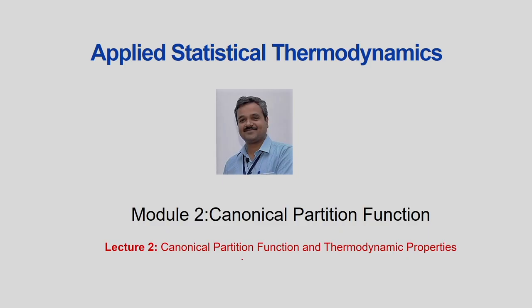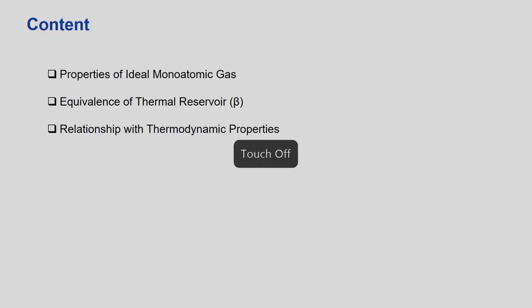So welcome back. We now move towards the more derivation regarding the canonical partition function. In today's lecture, we will see the canonical partition function and its thermodynamic properties. In short, we will discuss the properties of an ideal monoatomic gas, and one of the important aspects we have still not arrived at is the equivalence of this thermal reservoir, which is beta. We have been talking about beta, but we don't know what beta is.